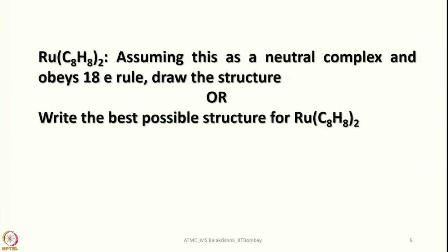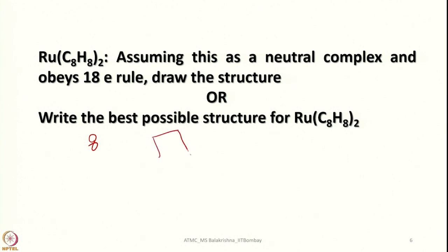So, now I have one more interesting molecule. Assuming this complex as a neutral one and obeying the 18 electron rule, draw the structure, right? The best possible structure for ruthenium C8H8 twice. That means cyclooctatetraene we are talking about. If you are talking about cyclooctatetraene, and both of them should satisfy, and of course, ruthenium has 8 electrons, what you need is now 10 electrons. If 10 electrons are needed, how can one write it?